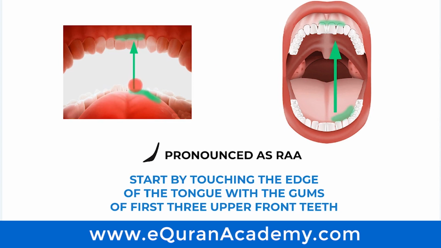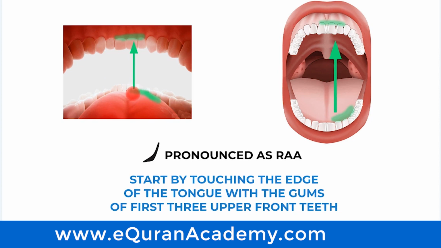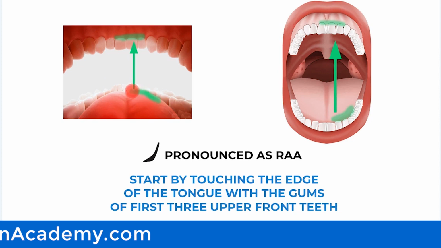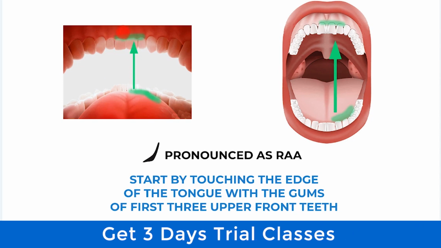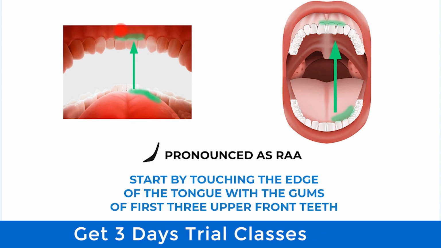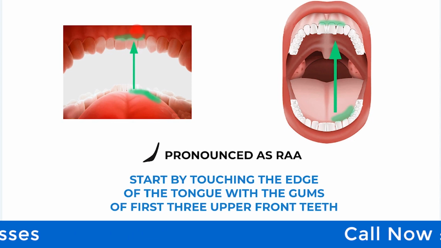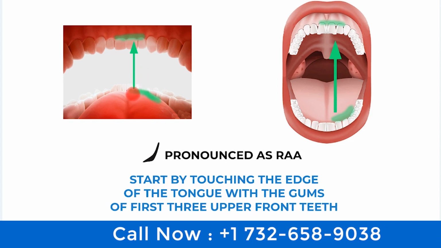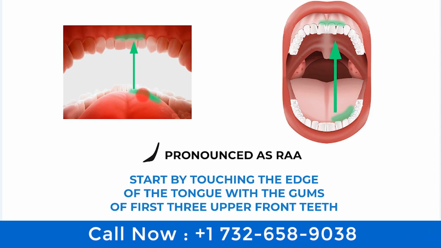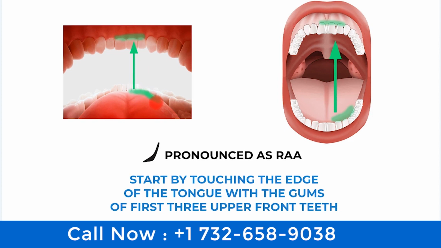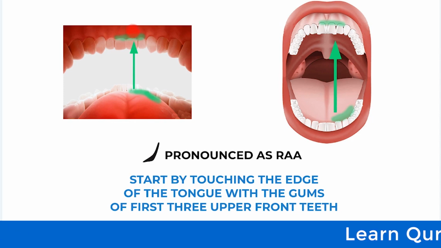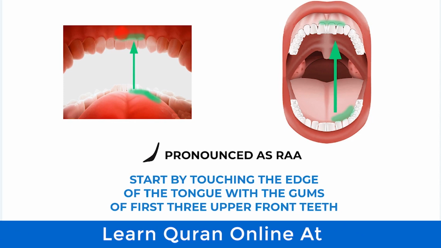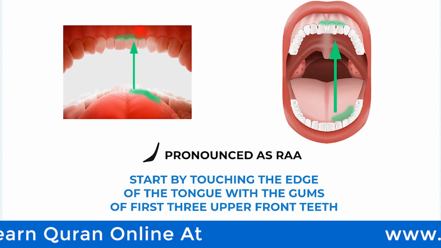And this is inner view of mouth. This is edge of tongue. These are front three teeth, and these are gums of three front teeth. We can pronounce ra by touching the edge of the tongue with the gums of first three upper front teeth. From here we can pronounce ra.